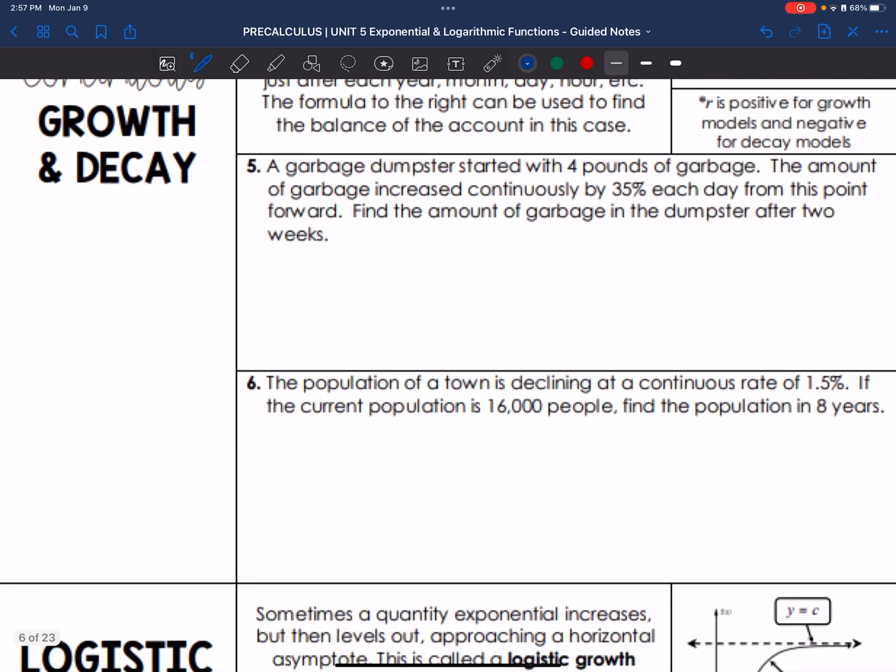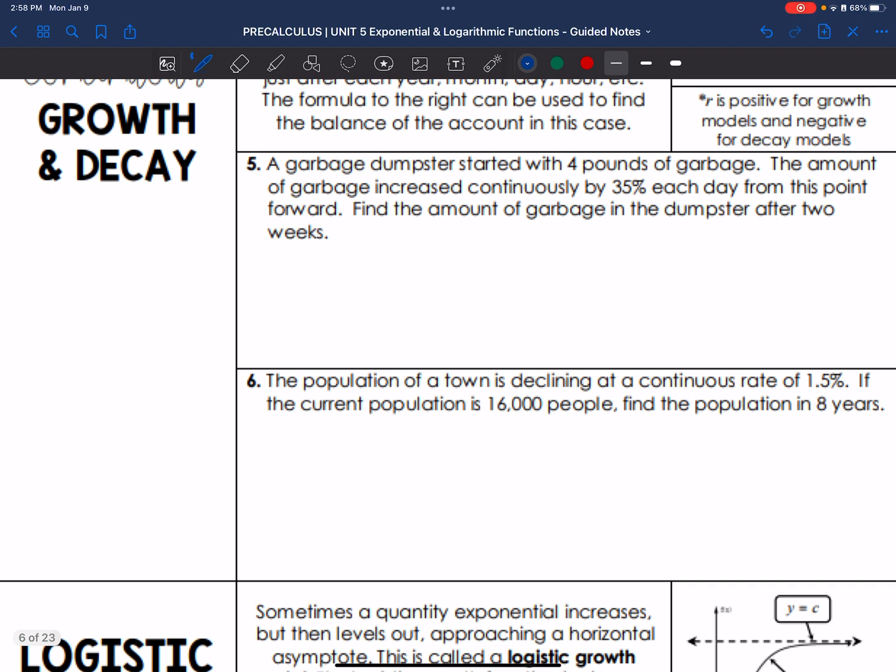So let's take a look here at problem 5. A garbage dumpster started with 4 pounds of garbage. The amount of garbage increased, so there's my keyword, increased continuously by 35% each day from this point forward. Find the amount of garbage in the dumpster after 2 weeks. So what does that look like?